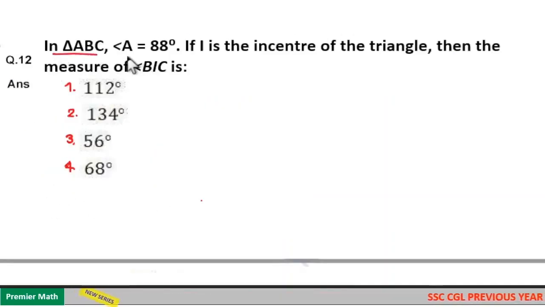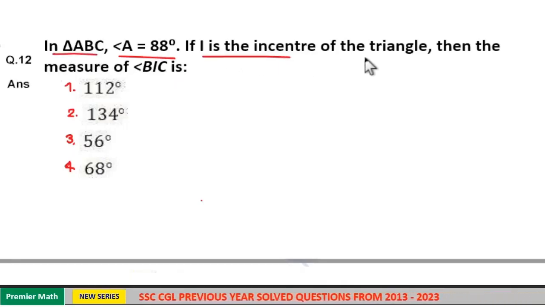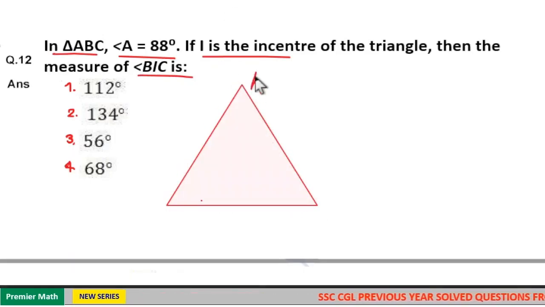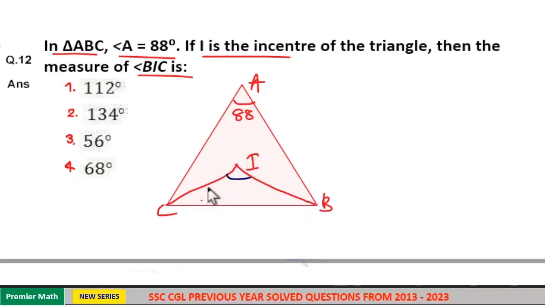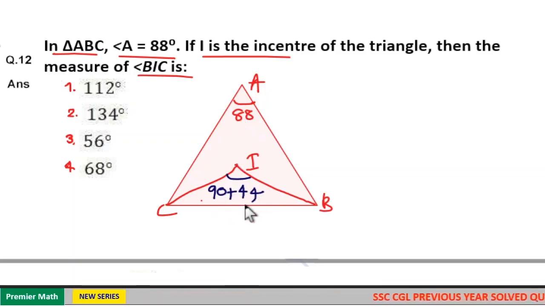In triangle ABC, angle A is 88 degree. If I is the incenter of the triangle, then the measure of angle BIC is. Here, this is the triangle ABC. Angle A is 88 degree and I is incenter, meaning intersection of bisectors of these three angles. So, these two are bisectors. Then, there is a short trick. If these two are bisectors, the angle is 90 plus half of angle A. Half of 88 is 44. So, 90 plus 44 is equal to 134. Option 2 is your answer.